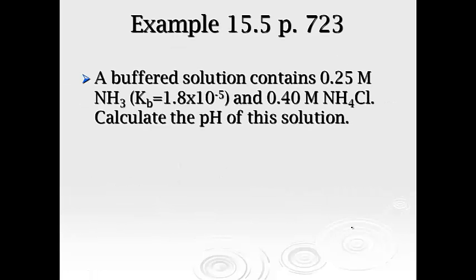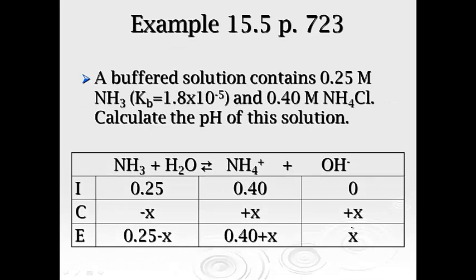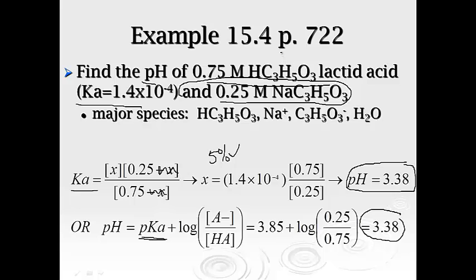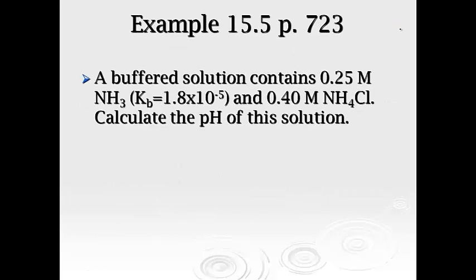So just another option. Now, 15.5, you have a buffered solution that contains ammonia. So in the last one, we had a buffer solution where you had the weak acid and its salt. Now we have another solution where we have the weak base and its salt. Okay, so it's just the other combination, and we want to calculate the pH of this solution.